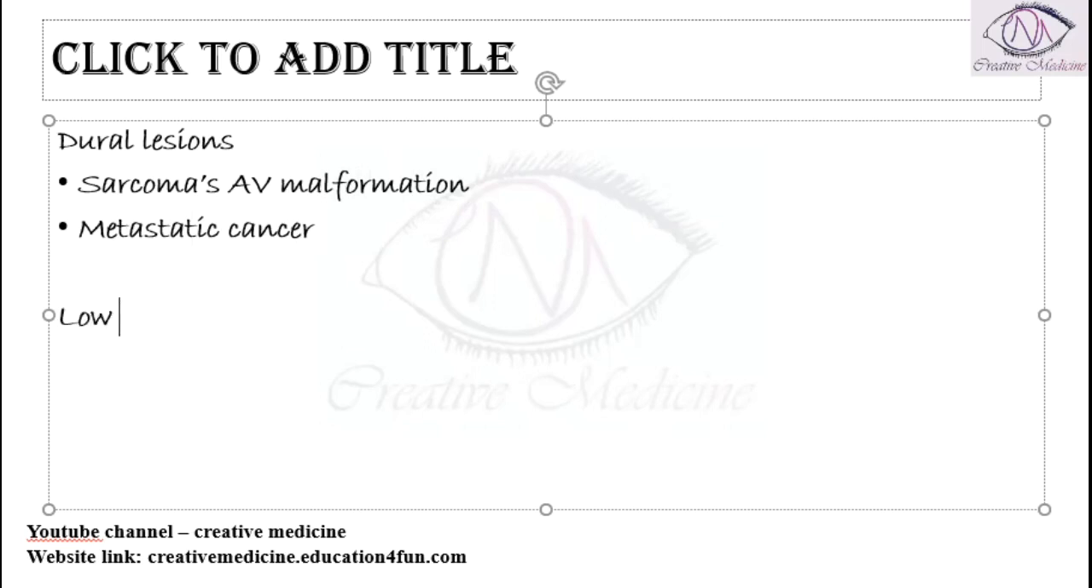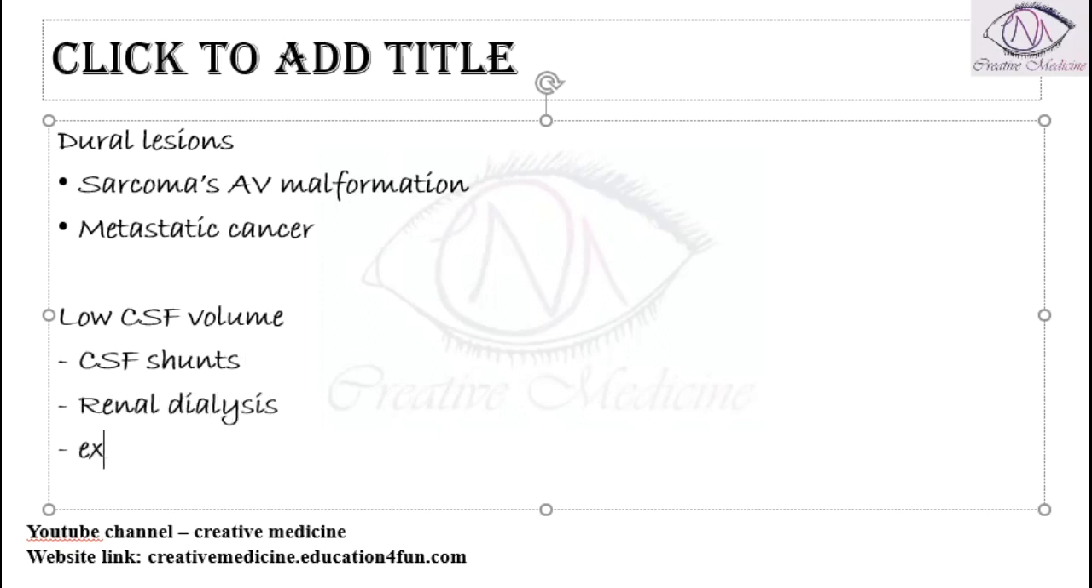Or low CSF volume. Low CSF volume can also lead to subdural hematoma, like CSF shunts, renal dialysis, or excess diuretics. All these can result in subdural hematoma.